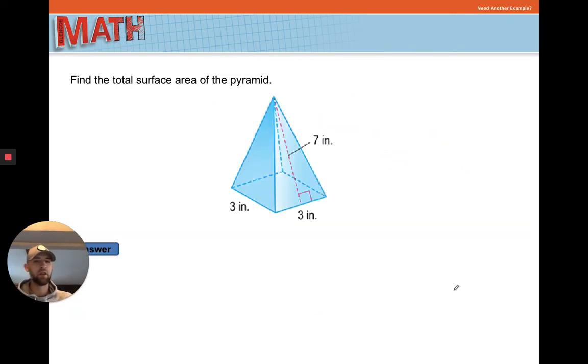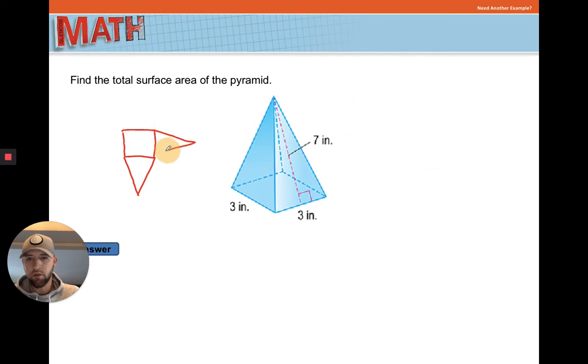All right, let's try one together. It says find the total surface area of the pyramid. We can go ahead and draw this flat out, or we can separate them. I'm going to show you what both of them look like. If I was to do my net, which means I'm flattening this shape, it would look something like this.